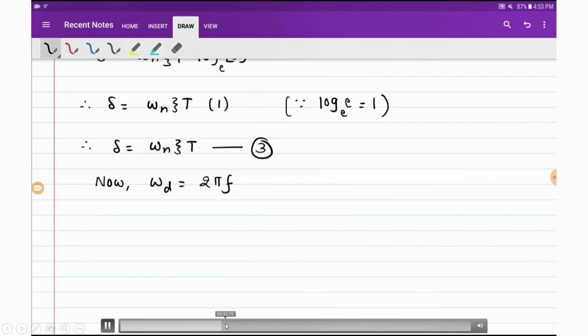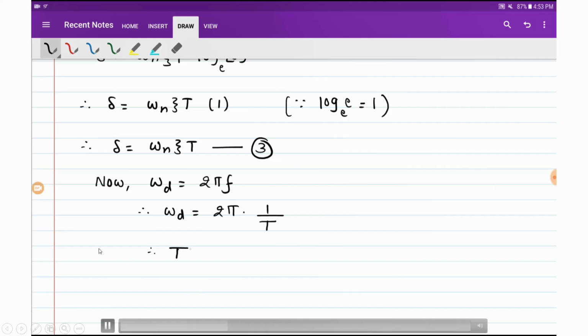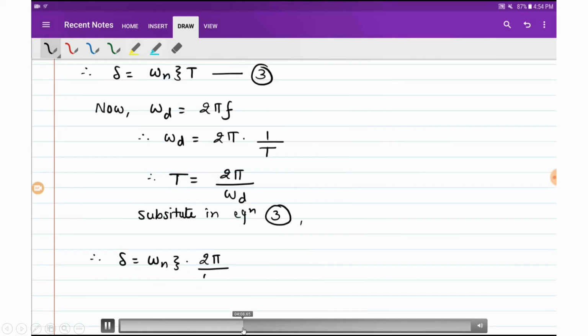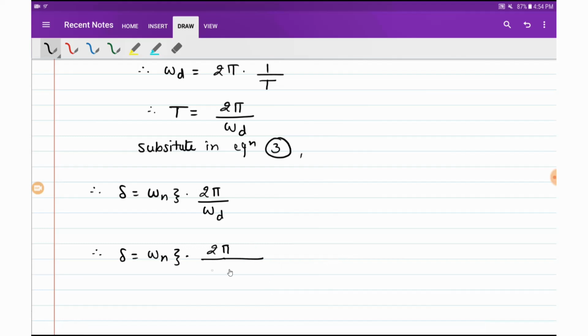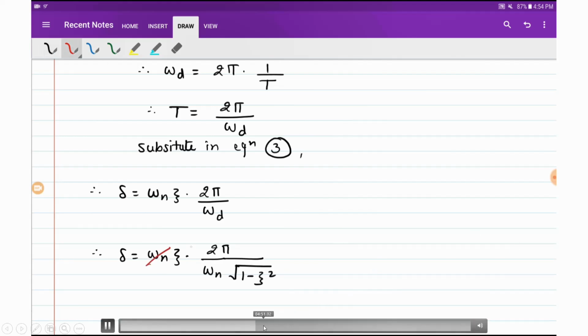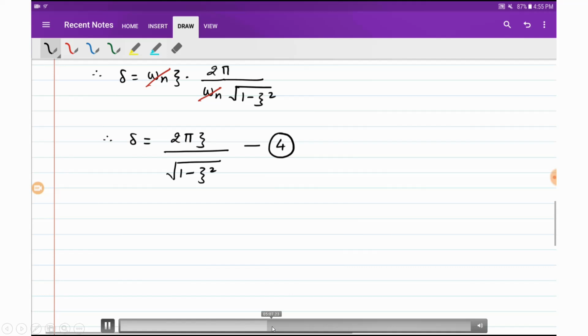Now we know that the damped frequency is given by omega d is equal to 2 pi f. So this is 2 pi multiplied by frequency, which is 1 upon time period. Now t will be equal to 2 pi upon omega d, so transfer this omega d on this side and t on this side. Now you can substitute this value in equation 3. So delta will be equal to omega n zeta 2 pi upon omega d, and now we can substitute the value of omega d. So in this step we can substitute that value, that is omega n square root of 1 minus zeta square. So you can cancel out omega n from numerator as well as from the denominator. So it is 2 pi zeta divided by square root of 1 minus zeta square. That is another way of representing delta.